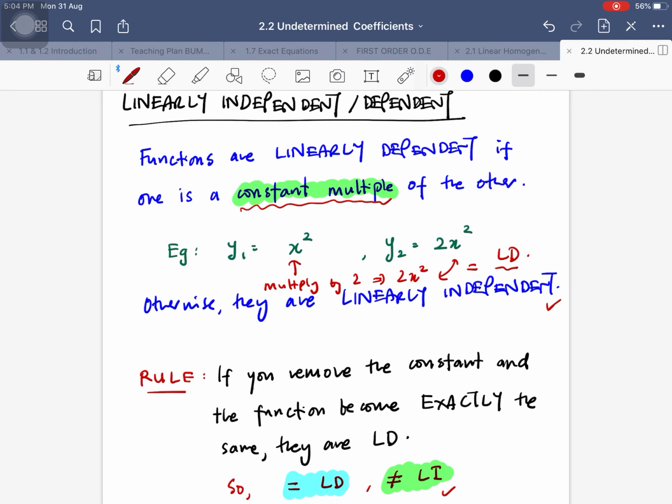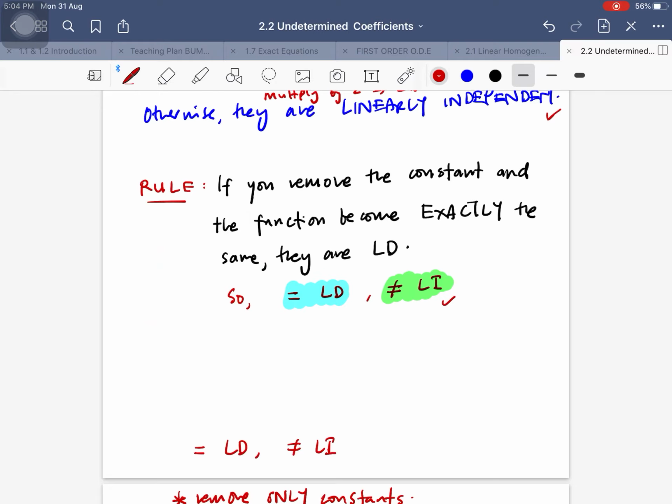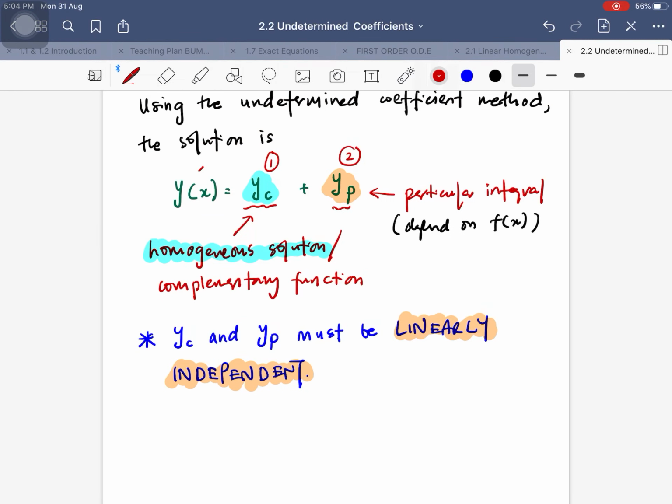So the fact that you have to check, where's my condition? So the fact that you have to check here that the yc and yp must be linearly independent. So we don't want the terms to be the same. All of them have to be different. Okay, later I will explain. So what happens if they're the same? What should you do?